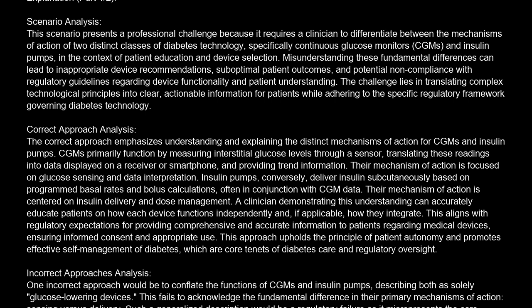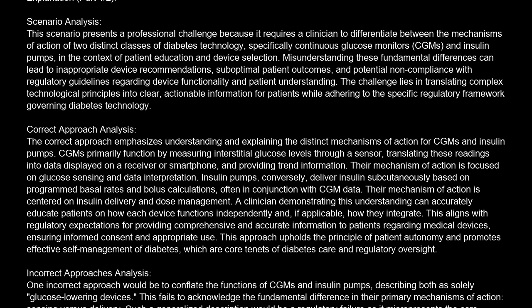Incorrect approaches analysis. One incorrect approach would be to conflate the functions of CGMs and insulin pumps, describing both as solely glucose-lowering devices. This fails to acknowledge the fundamental difference in their primary mechanisms of action, sensing versus delivery. Such a generalized description would be a regulatory failure, as it misrepresents the core functionality of each device, potentially leading to patient confusion about what each device actually does and how it contributes to their diabetes management.